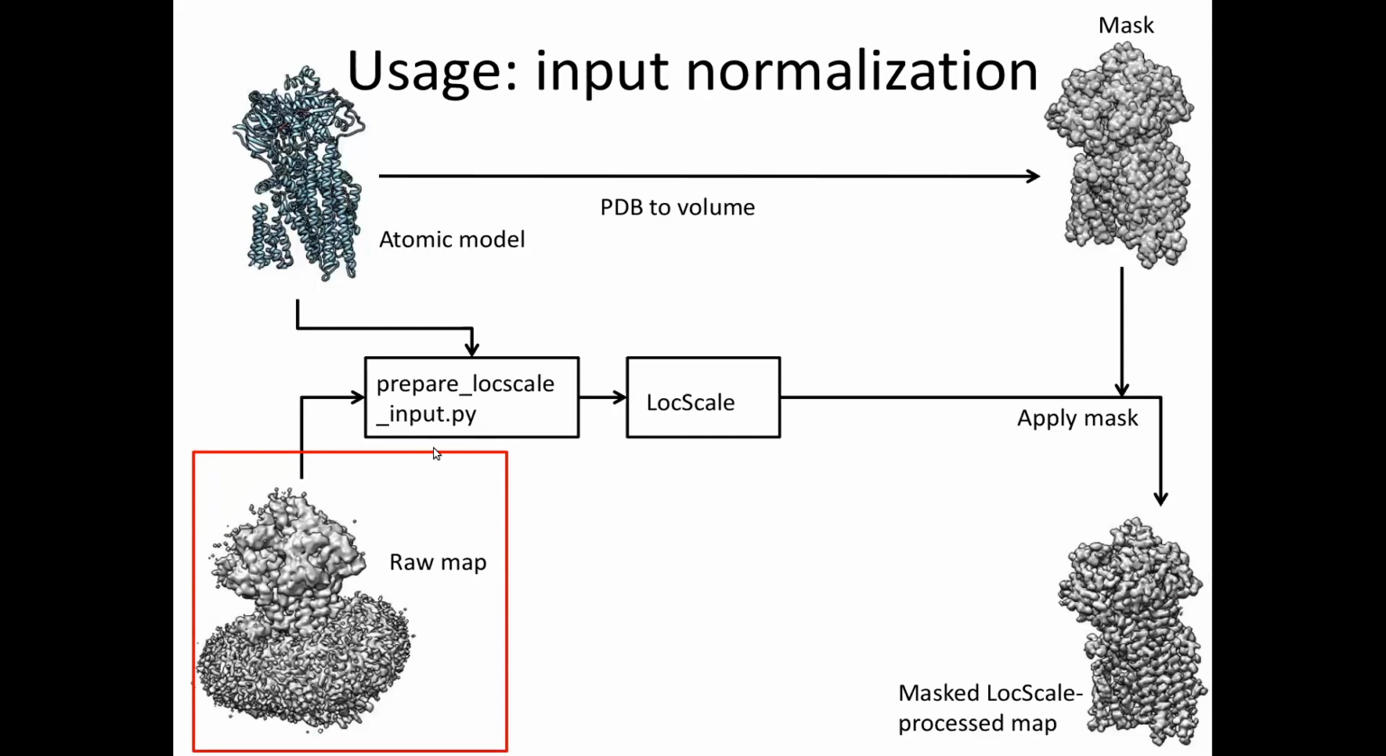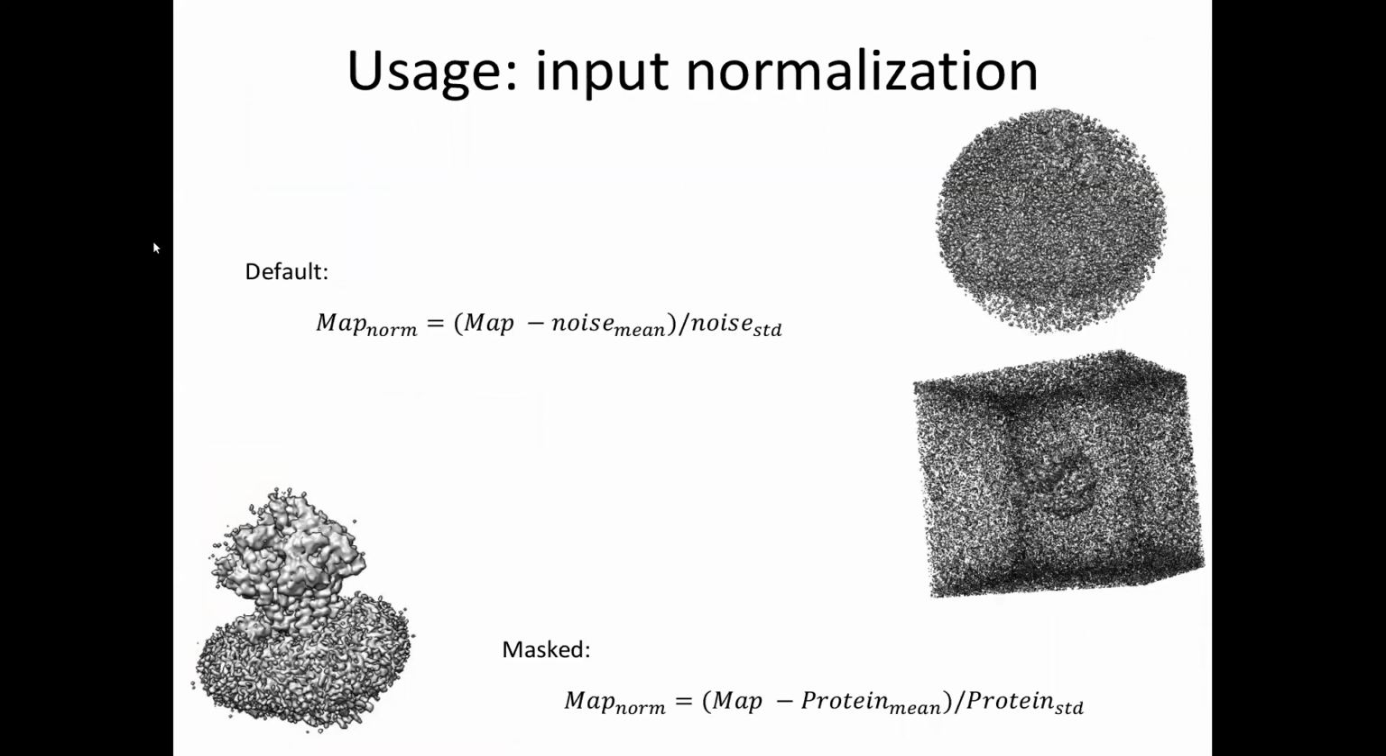Because when we were training the neural network, the different maps that we were using, that we collected from the databases, they had different scales of intensity. So before processing them, we needed to normalize, to standardize their intensities. And the way we do it in the default option, we just take into account the mean and standard deviation of the noise, and we normalize as done in many other places, just taking the mean and dividing by the standard deviation. Whereas in the mask version, we normalize with respect to the protein mean and protein standard deviation.